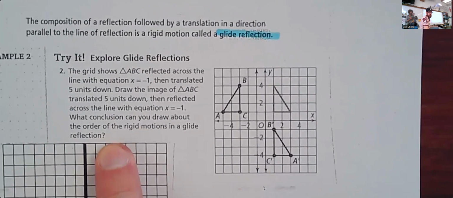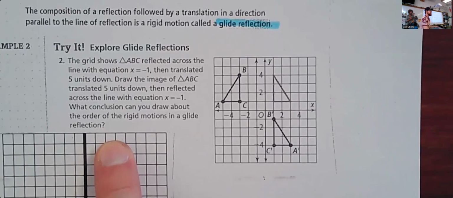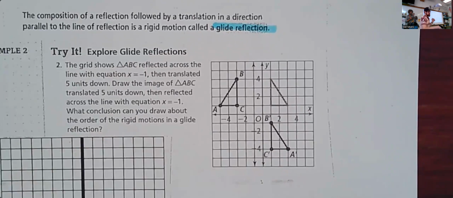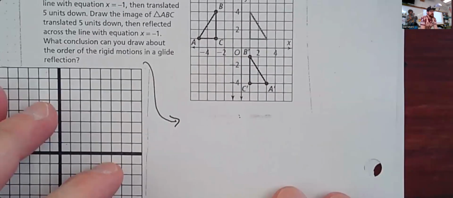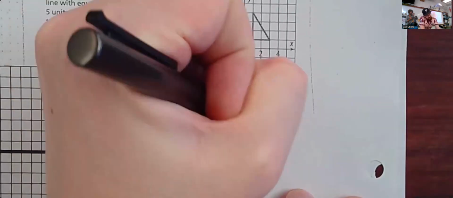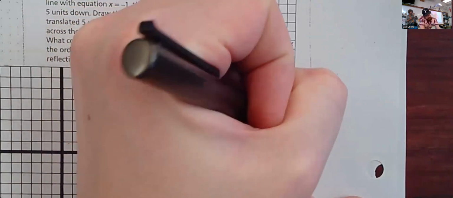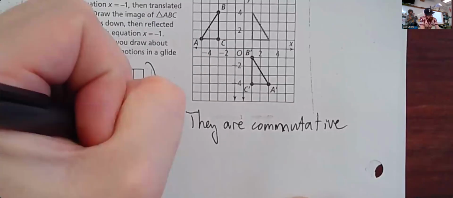What conclusion can you draw about the order of the rigid motions in a glide reflection? And I've already mentioned it. What can we conclude about the order that we do the transformations within a glide reflection? Doesn't matter. Or if we're going to use the vocabulary from the warm-up, we would say they are commutative. So let's write that. So they are commutative, which means the order doesn't matter.